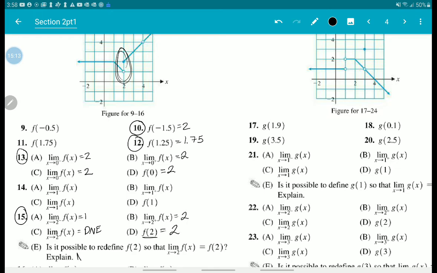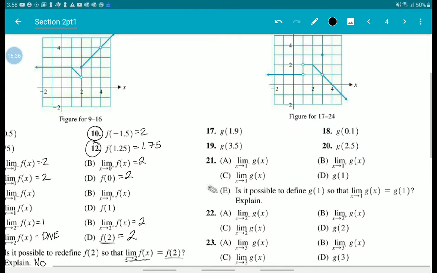So I'm going to say no, it's not going to be possible for us to fix this, if you will, so that the limit as x approaches 2 is equal to what the function is at 2, just because there's a big gap there. There's an infinite number of points in between those values, and it's just not easy to fill in an infinite number of points.